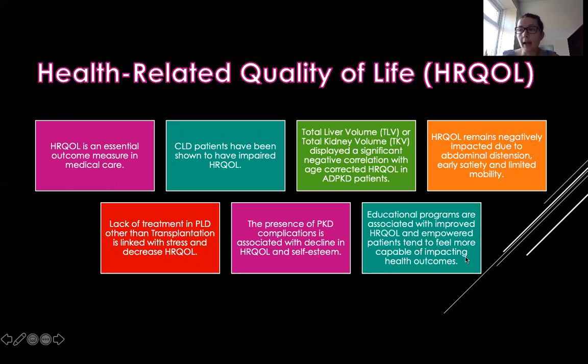Health-related quality of life is a vital outcome measurement in medical care. Patients with chronic liver and kidney disease have shown impaired health-related quality of life. Several studies investigated that total liver volume and total kidney volume displayed a significant negative correlation with age-corrected health-related quality of life in autosomal dominant polycystic kidney disease patients.